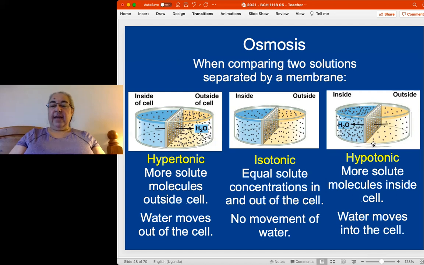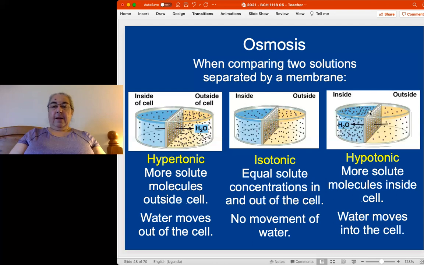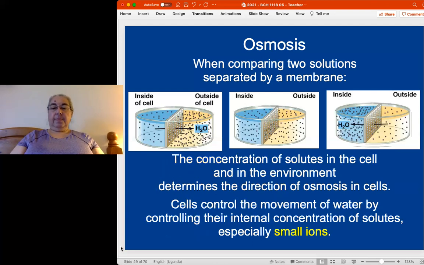On the other hand, hypotonic is where there is more solute molecules inside the cell, and therefore water moves into the cell. The cell becomes turgid. The water molecules push against the outside membrane of the cell. The cell becomes very stiff, very turgid.